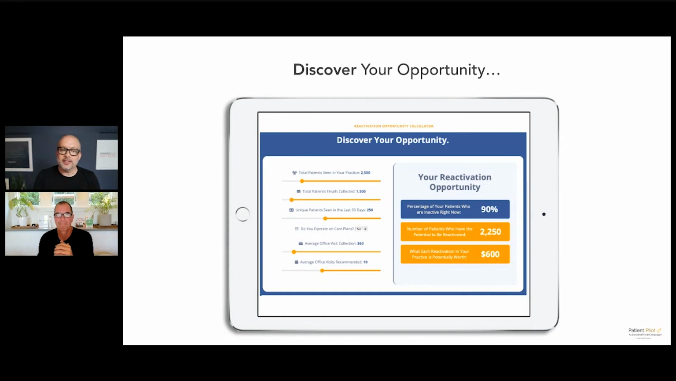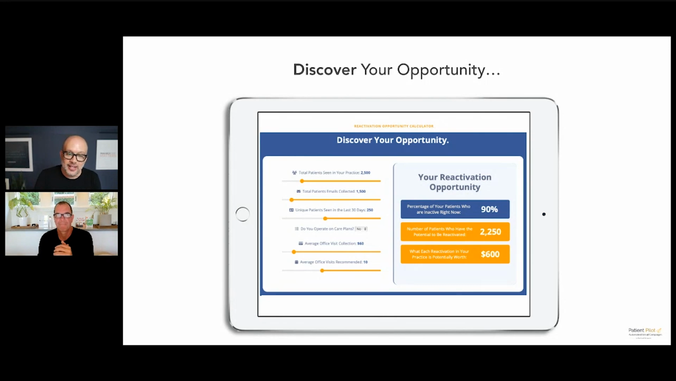Now, if you're a practice where a good chunk of your patients maybe aren't on care plans, or you don't do them at all, that's okay too. At that point, you want to look at your average office visit collection and multiply that times the average number of office visits. Here you can see this was $60 per visit, which I think is reasonable in most places. The average number of visits per patient was 10. So that came up with a $600 figure.